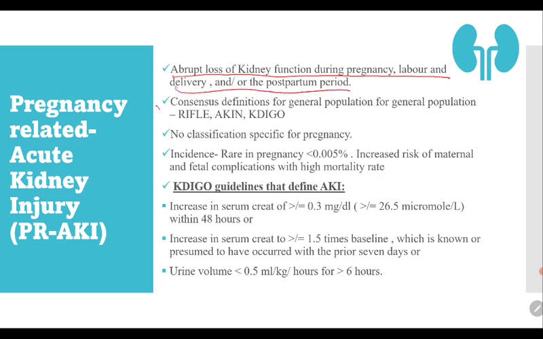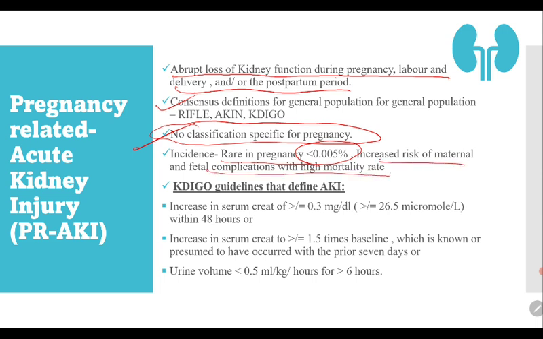The consensus definition: we have a variety of definitions for acute kidney injury. There is the RIFLE criteria, there is the AKIN criteria, there is the KDIGO criteria, and no classification is specific for pregnancy. The incidence of AKI in pregnancy is very rare, that is 0.05%, but now there is an increase in maternal and fetal complications with a high mortality rate.